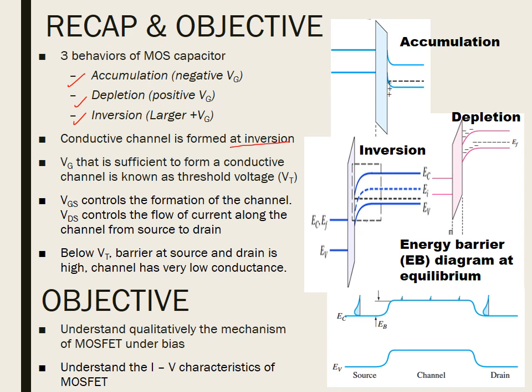We have seen that the gate voltage VGS controls the band bending in the MOS capacitor that leads to the formation of the channel. We can also draw the energy barrier or EB diagram that shows that there are barriers at the source and drain, and at equilibrium, the electrons from the source cannot flow to the channel due to the energy barrier. So, in this subsection, our objectives are to understand qualitatively the mechanism of MOSFET behavior under bias and relate that to the current voltage characteristics.